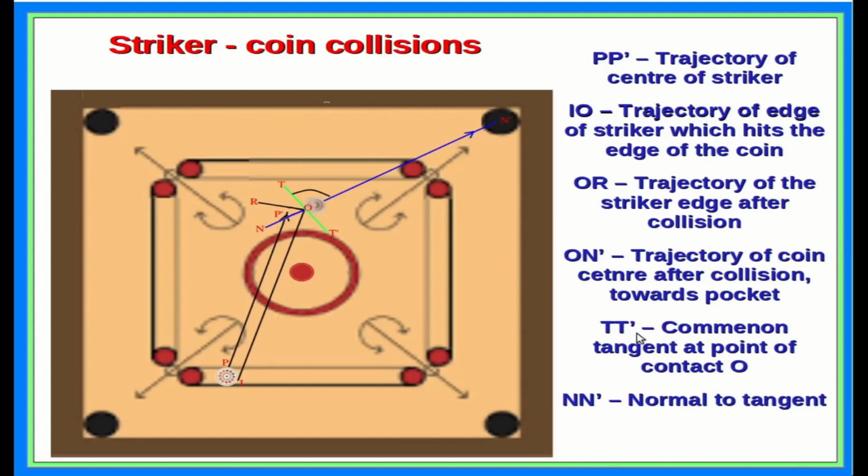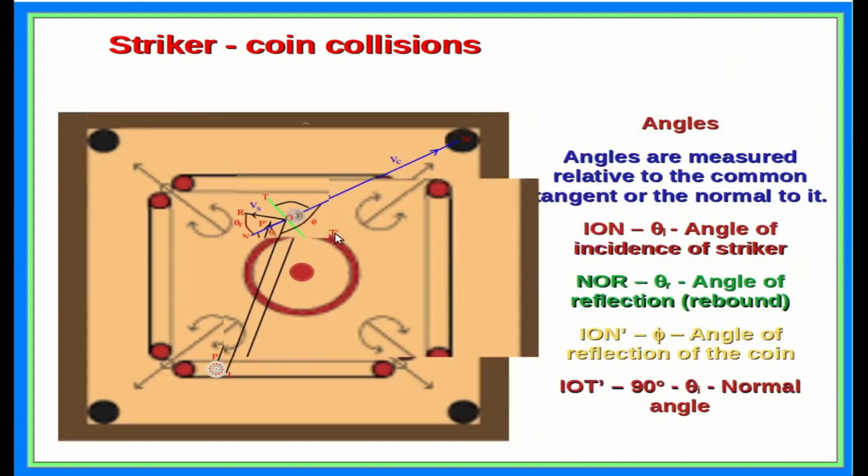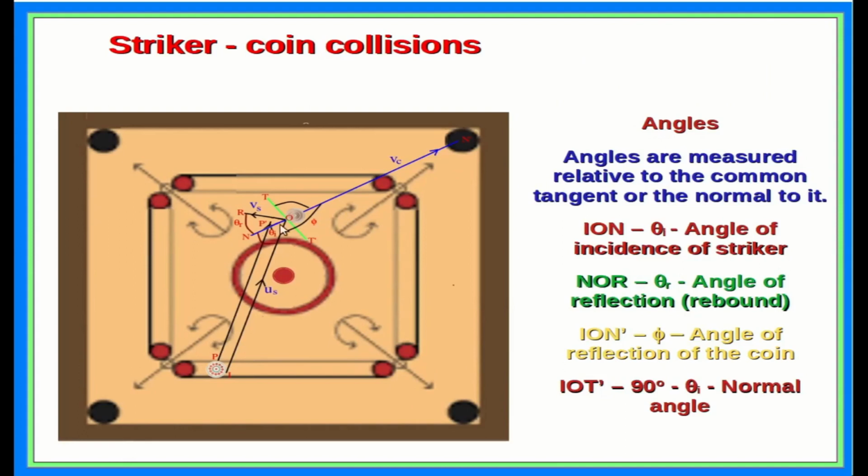Similarly, TT prime is the common tangent at the point of contact O. And NN prime is the normal to the tangent TT prime. The angles are now indicated in the diagram. These angles are measured relative to the common tangent or the normal to it. So we either measure the angles relative to TT prime or with respect to OL.